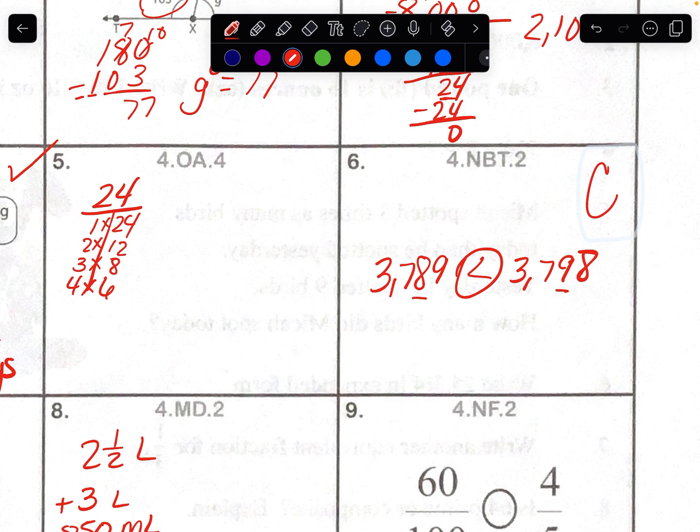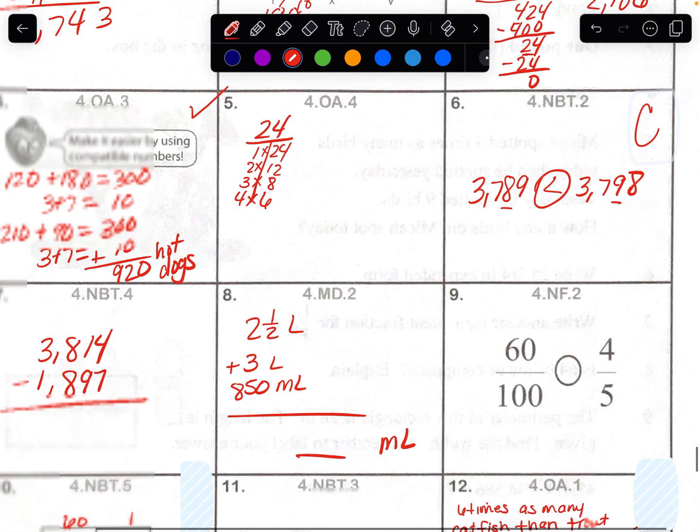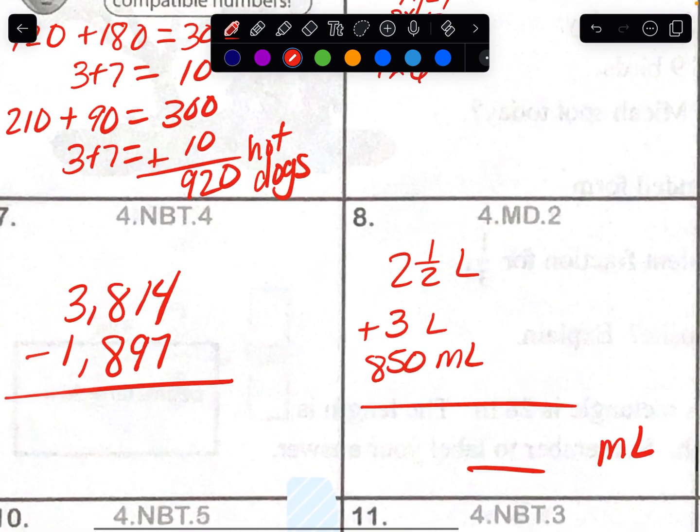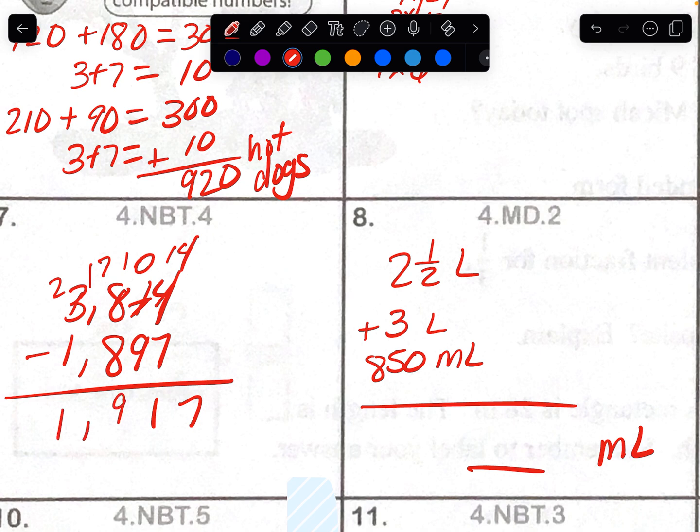All right, number 7, we are subtracting. I have to show a little bit of regrouping here. And every place value for the difference of 1,917. 1,917.